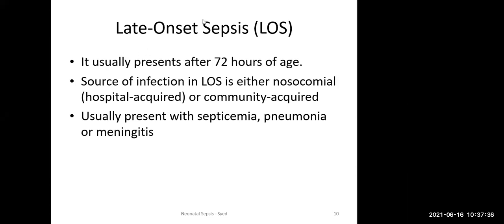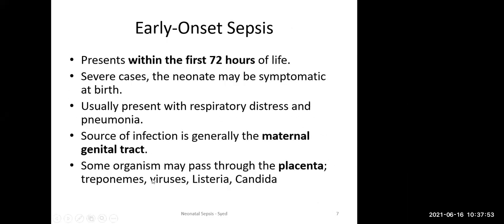Okay, so usual presentation, let's go to the slide. The usual presentation is actually septicemia, pneumonia, and meningitis. If you look at the early onset sepsis earlier, go back to the EOS. The usual presentation is respiratory distress. He will come with pneumonia. Why does he usually come with pneumonia most of the time? Why doesn't he come with UTI, or diarrhea and vomiting?